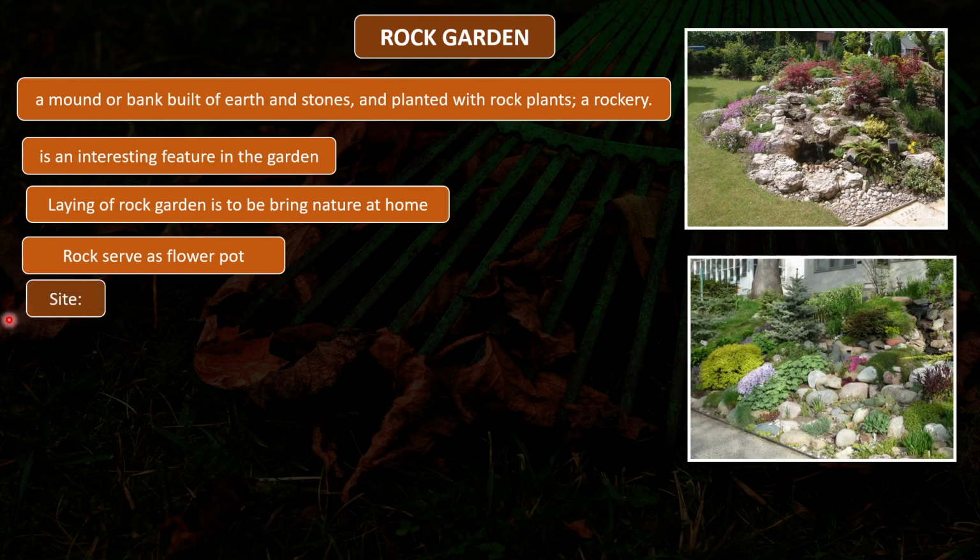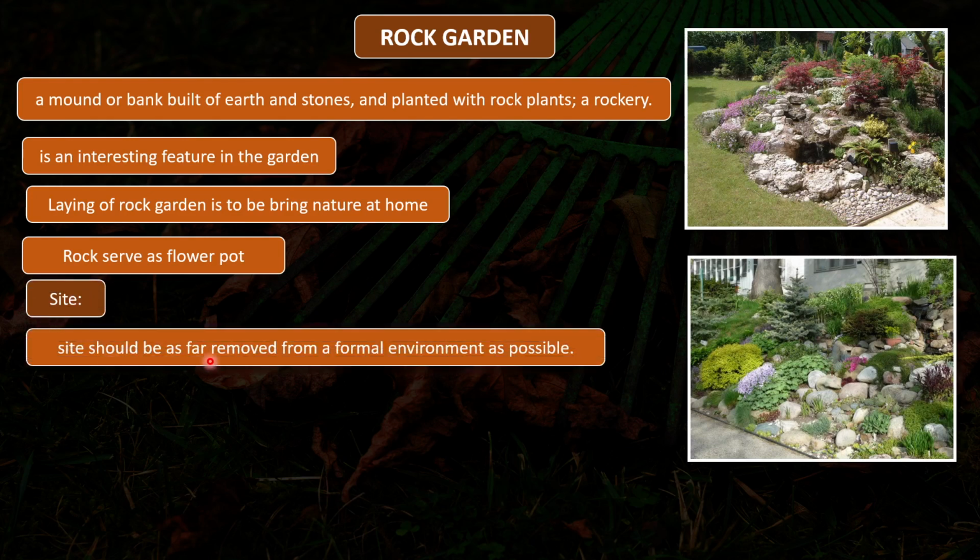Now how should be the site of a rock garden? A rock garden should be as far removed from a formal environment as possible, which means that the rock garden should not have a formal look. So when you have a garden, you need to give your rock garden an informal look, that is a look which is not symmetrical, that has no particular shape, but looks like a natural environment.